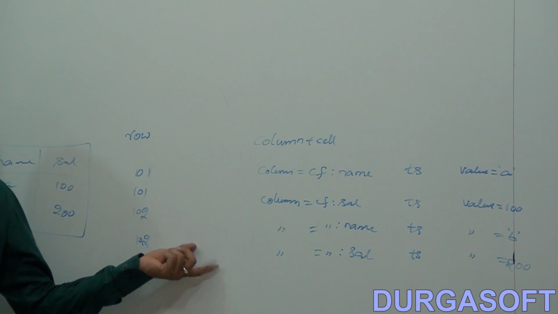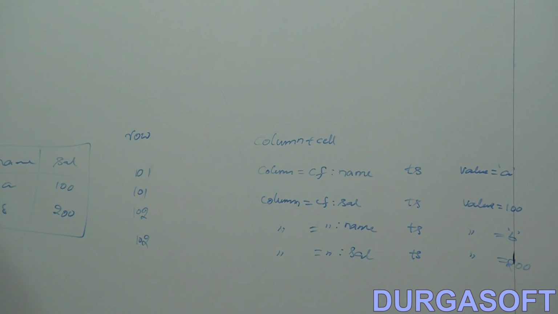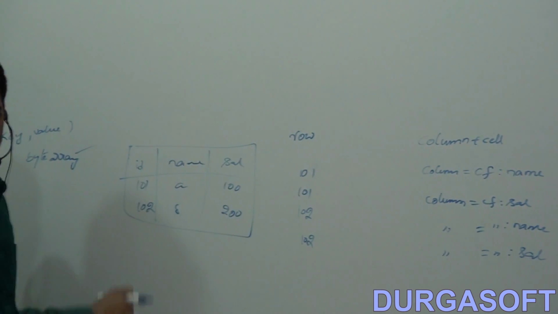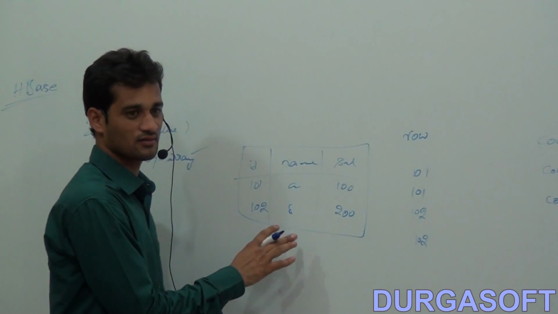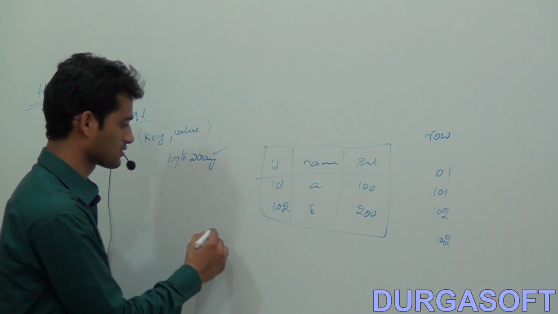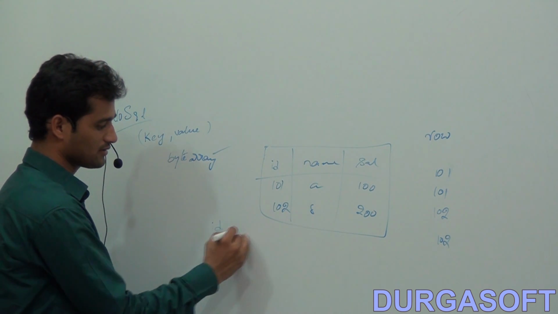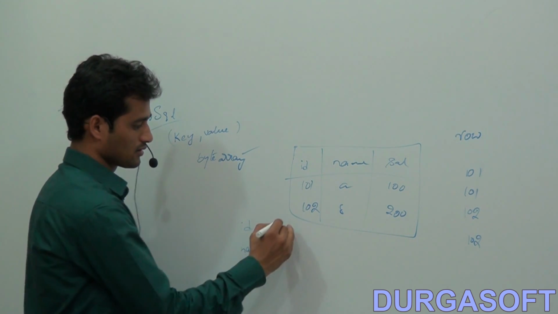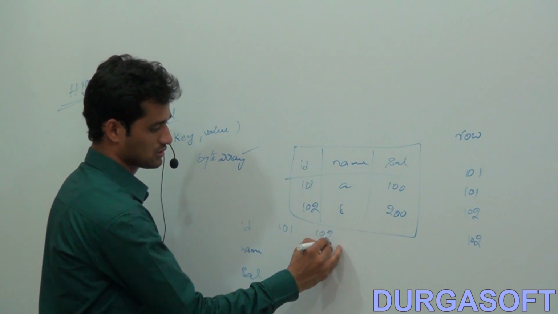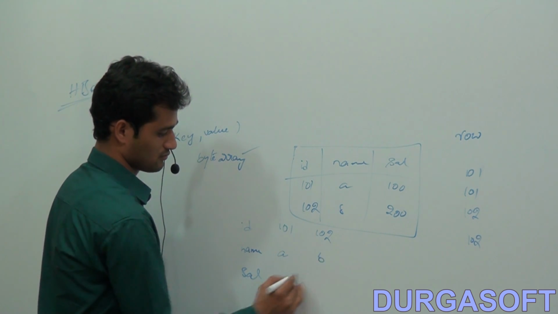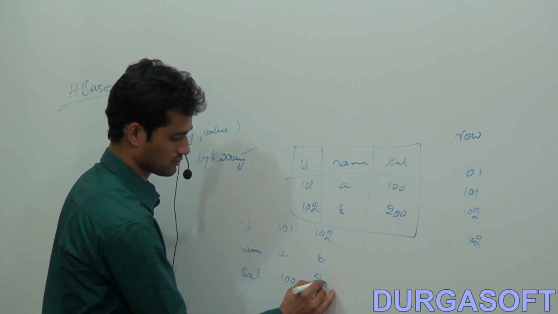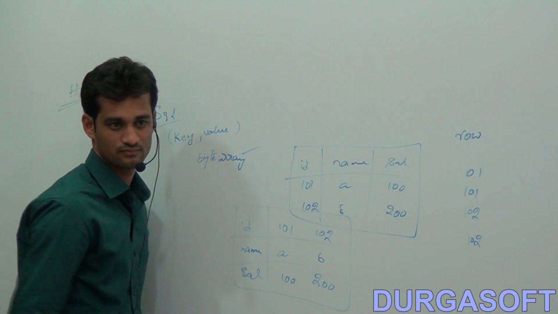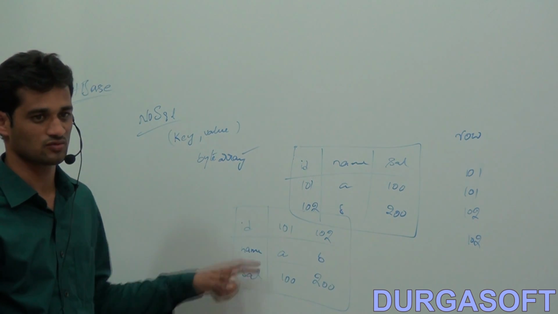Sir, we are not understanding all these things. Nothing is there, just let me tell you this one. This is actually row format. If I wanted to take this same thing in column format, how is it going to be done? ID, name, salary. 101, 102. A, B, 100, 200. This is actually your column format.